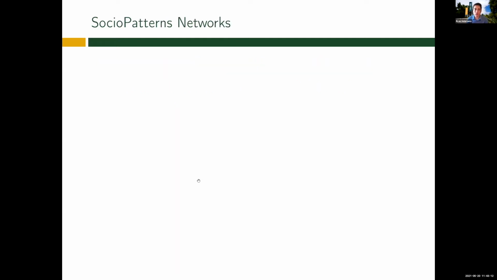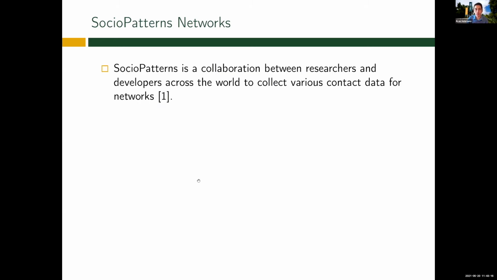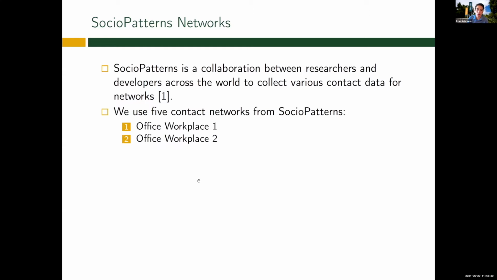The data we used came from a collaboration called SocioPatterns. SocioPatterns is a collaboration between researchers and developers around the world to collect this contact network data and build these networks. And we use 5 different contact networks from SocioPatterns. 2 are office workplaces, collected 2 years apart, 1 is collected from a high school, another is from an elementary school, and another is from an academic conference.